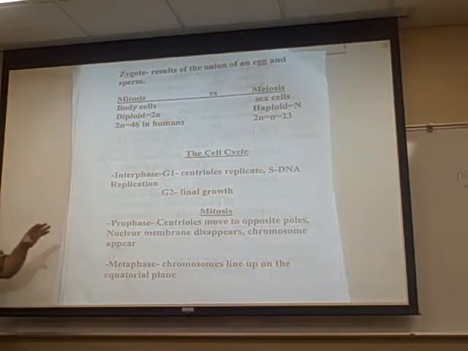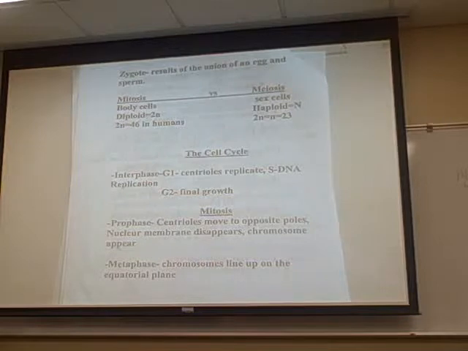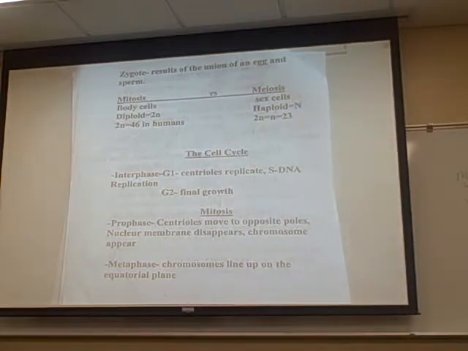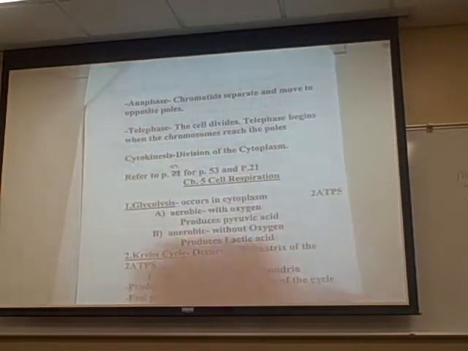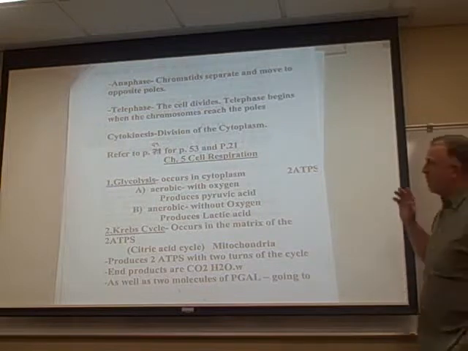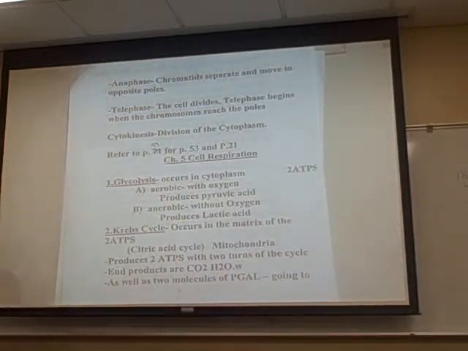We looked at these pictures in lab last week, right? The mitosis pictures. All right. So prophase, we have centrioles move to opposite poles, nuclear membrane disappears, chromosomes appear. Metaphase, the chromosomes line up on the equatorial plane. As we saw, it was really organized. So what we're doing in prophase is organizing the genetic material. In metaphase, we see it organized. In anaphase, we start organizing the equal separation. Chromatids separate and move to opposite poles, and for telophase, this is where the cell finally divides.